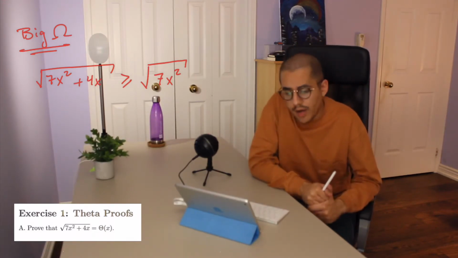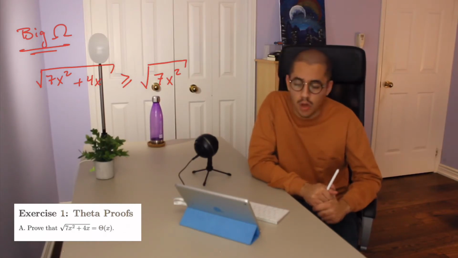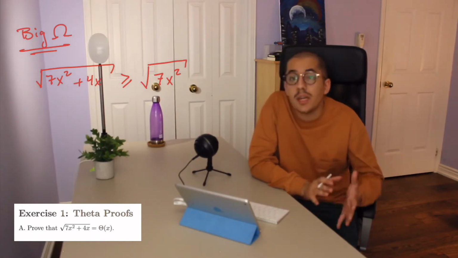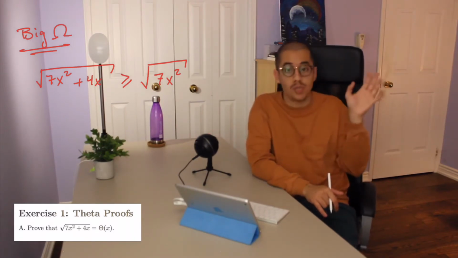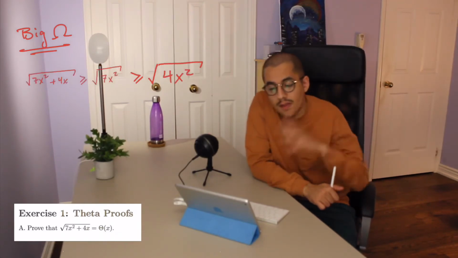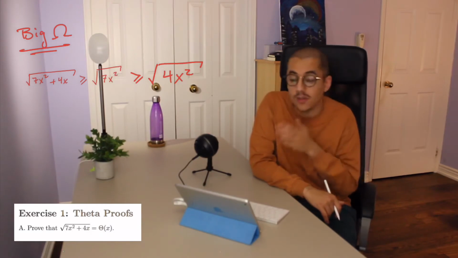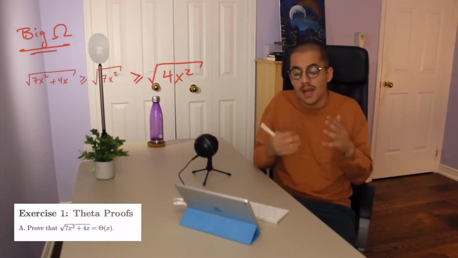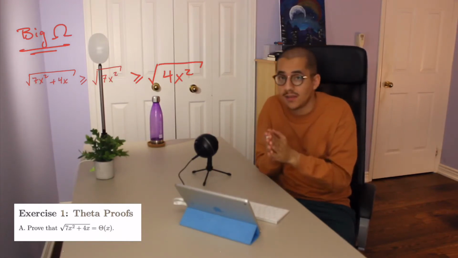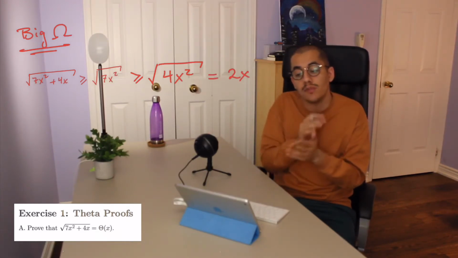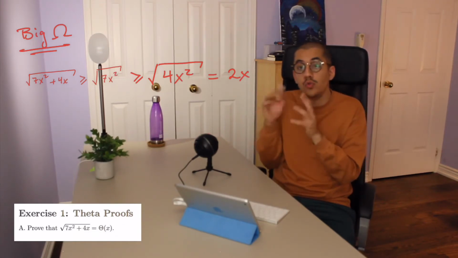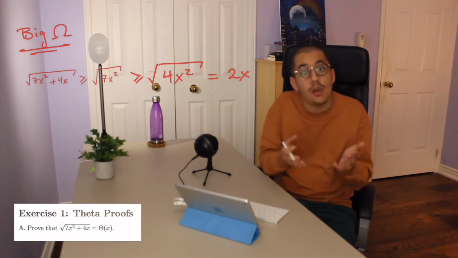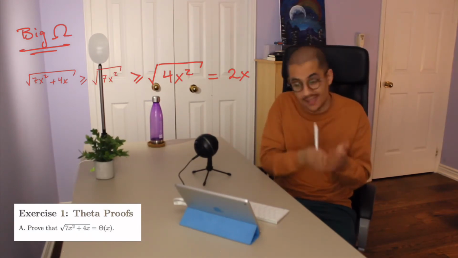And, alright, okay, so it's square root of 7x squared in our inequality. The next step would be how can we get rid of that square root, similar to what we did in the big O step? Well, how about we bring it from the 7x squared to 4x squared? That way, it's going to be square root of 4x squared, and then the 4 with the square root goes away, and x squared with the square root becomes an x, and we bring this inequality to equal 2x. So we went from square root of 7x squared plus 4x all the way to 2x. And we've chosen an n naught of 0 and a c of 2.